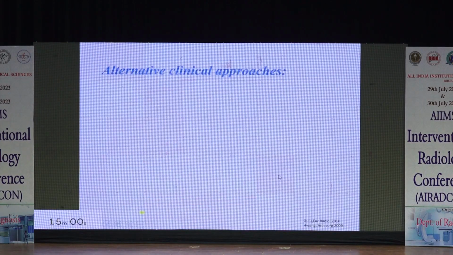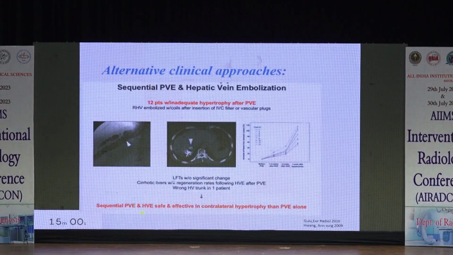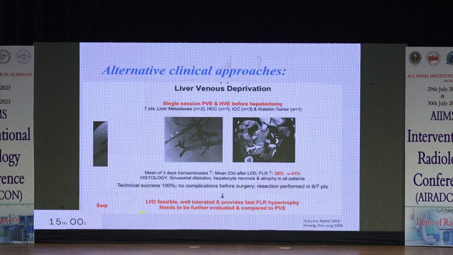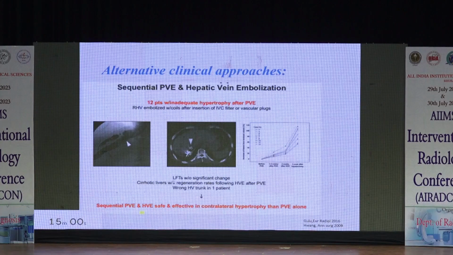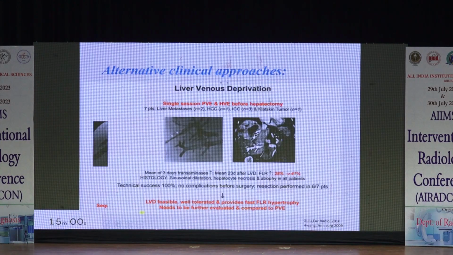So there are certain alternatives. I'll skip this and come to what is total hepatic deprivation. So we are closing only the portal vein. Suppose we don't achieve adequate hypertrophy, we can go ahead and block the hepatic vein. In Eastern groups like Japan and Korea, they do hepatic vein embolization in patients who do not have adequate hypertrophy of the liver after portal vein embolization. In the concept of total liver venous deprivation, you deprive the liver of all the venous channels, that is the portal vein as well as the hepatic vein. This achieves faster FLR hypertrophy.